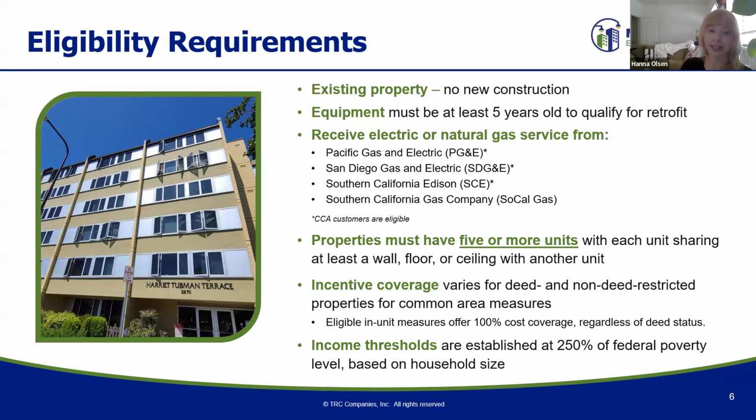We define multifamily as having 5 or more units, so each unit shares at least a wall, floor, or ceiling with another unit. The incentive coverage varies for deed and non-deed restricted properties for common area measures. Deed restricted is properties that have a regulatory agreement, and non-deed restricted properties are ones that do not have a regulatory agreement. And we look at income thresholds that are established at 250% of the federal poverty level based on household size to determine if the property meets the income requirements.